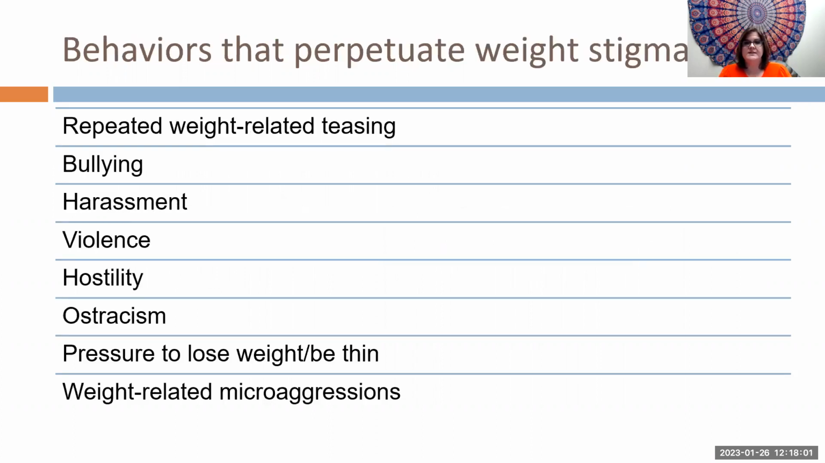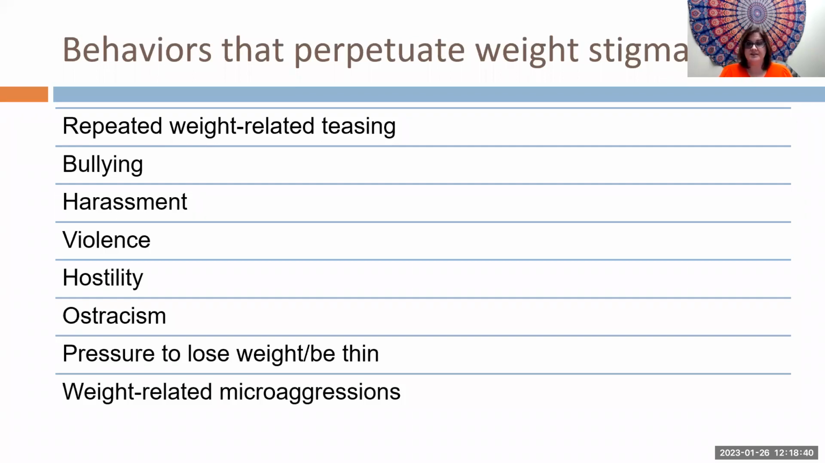So what are some behaviors that perpetuate weight stigma? Repeated weight-related teasing, bullying, harassment, violence, hostility, ostracism, pressure to lose weight or to be thin, and then weight-related microaggressions. And so I'll give you a good example of a microaggression. Do you know that when folks go into a primary care visit, if you're living in a larger body, specifically a BMI that is greater than 30, healthcare providers are prompted to recommend weight loss? That's only with folks that are in a larger body, again, with that BMI over 30.